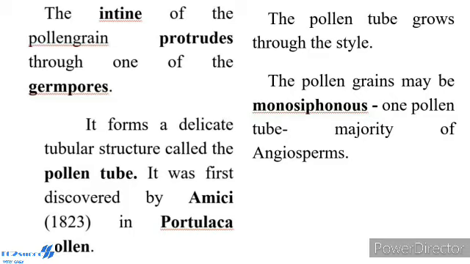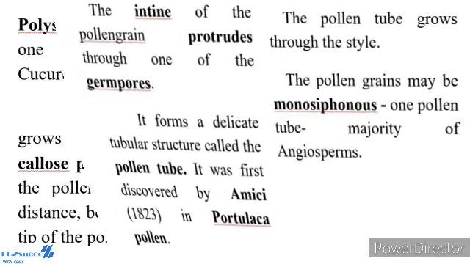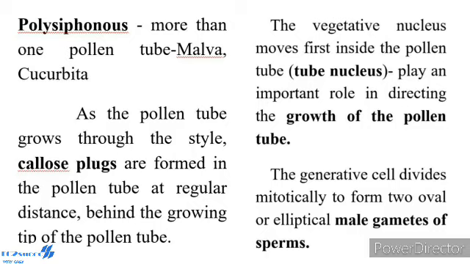The pollen grains may be monosiphonous or polysiphonous. When the pollen grain produces a single pollen tube, as in the majority of angiosperms, it is called monosiphonous. If more than one tube is produced, as in Malva plant, the pollen grain is called polysiphonous. The pollen tube is branched in Cucurbita and papaya. The vegetative and generative cell of the pollen grain migrate into the pollen tube. As the pollen tube grows through the style, callose plugs are formed in the pollen tube at regular distance behind the growing tip of the pollen tube.